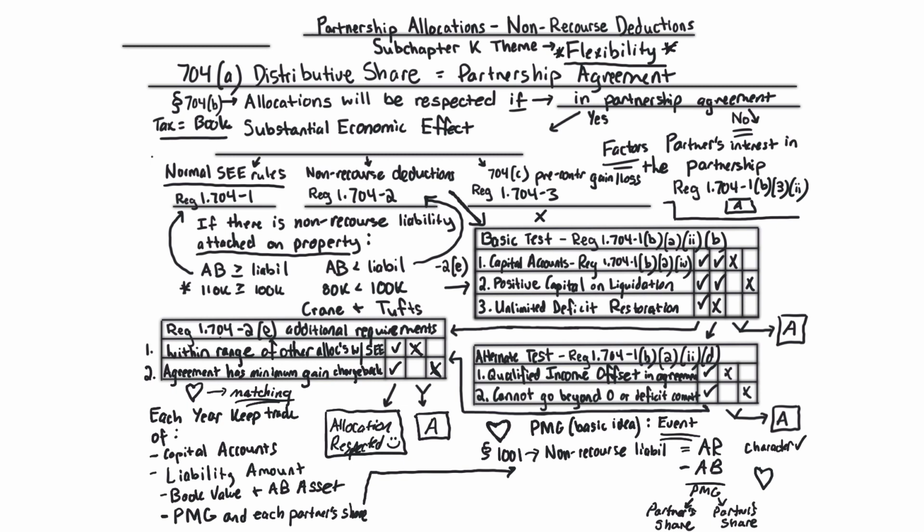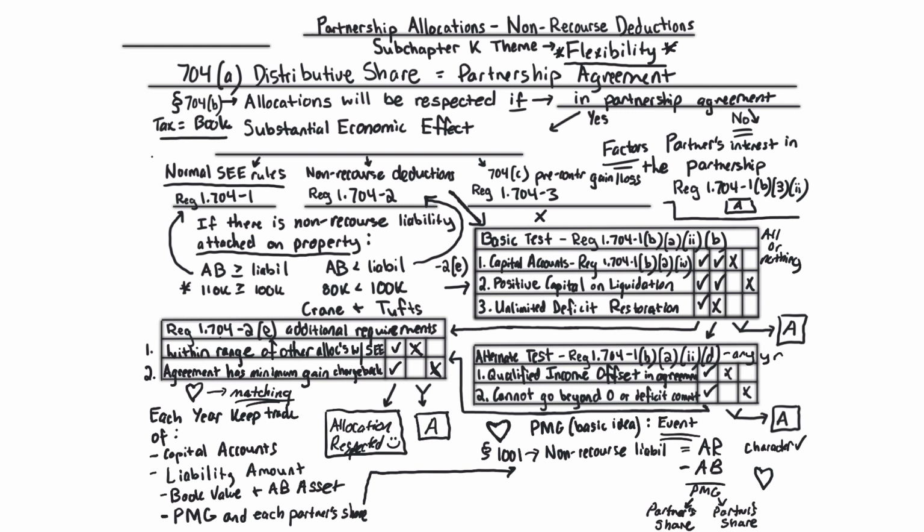We first start with the basic test. Do we meet the basic test? Remember, basic test is all or nothing. You either meet it or you don't. If we don't meet the basic test and we meet the first two requirements, we go to the alternate test. Under the alternate test, if you meet both requirements in any year, it can be in any year. Doesn't have to be every year. Any year you meet these requirements, you are good. You are golden. If you meet the basic test or alternate test, you have the additional requirements.